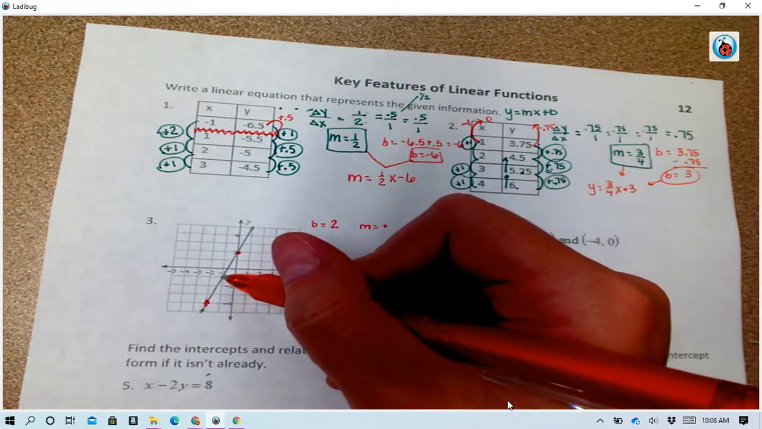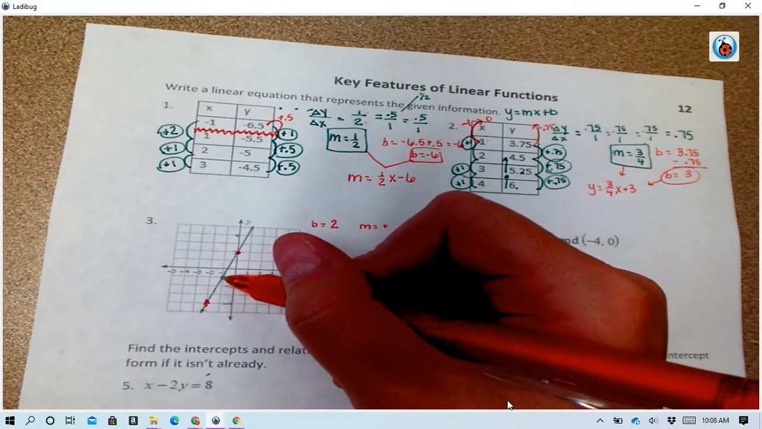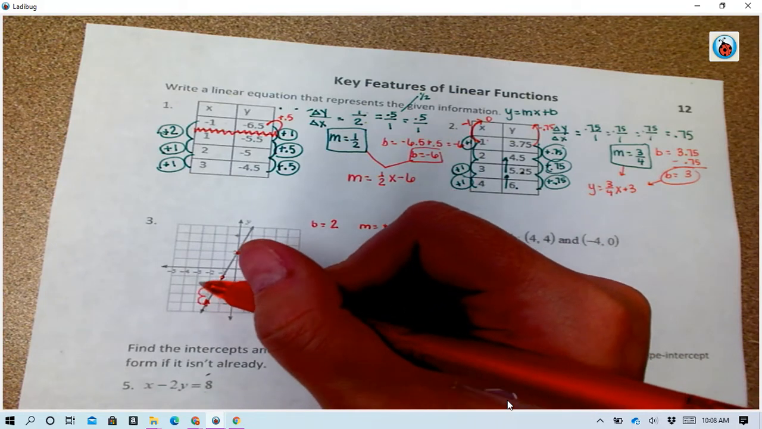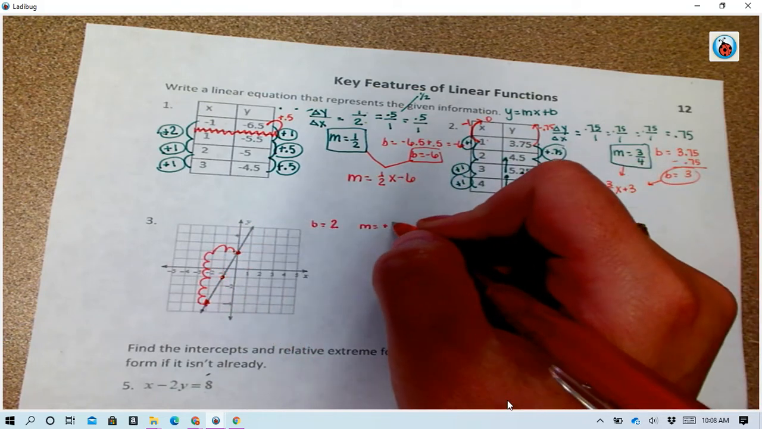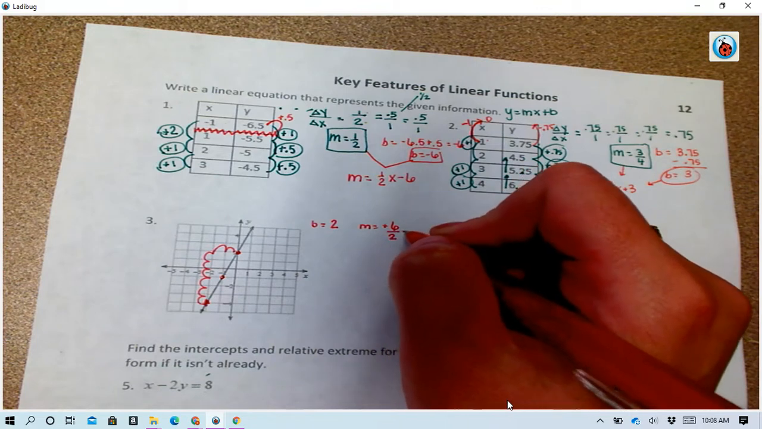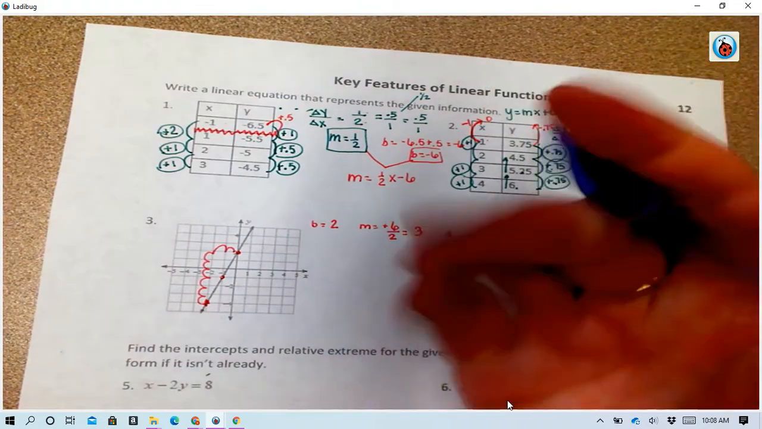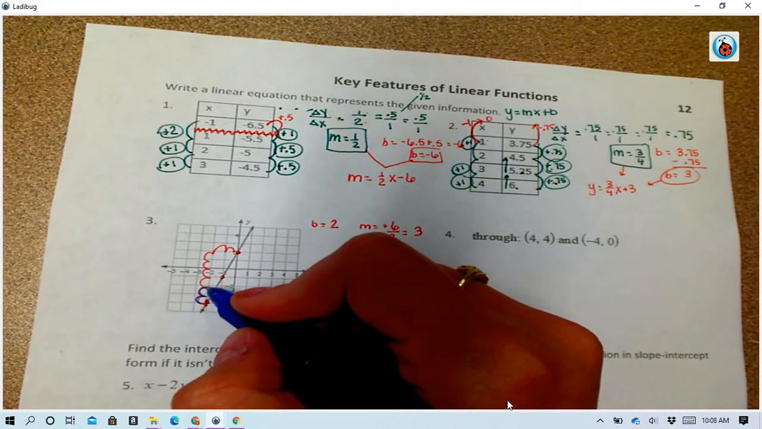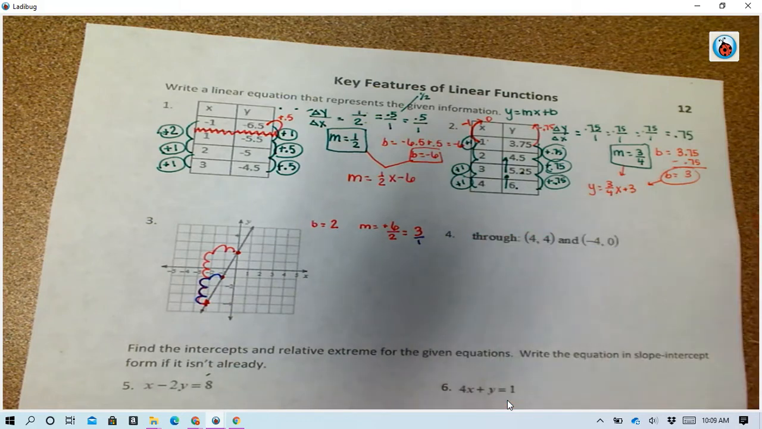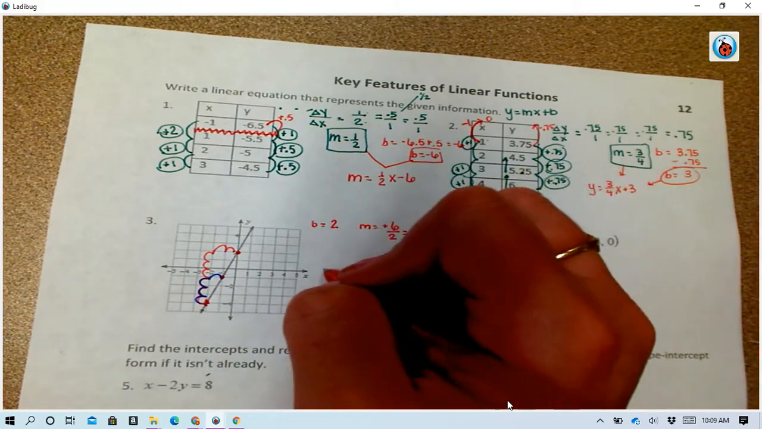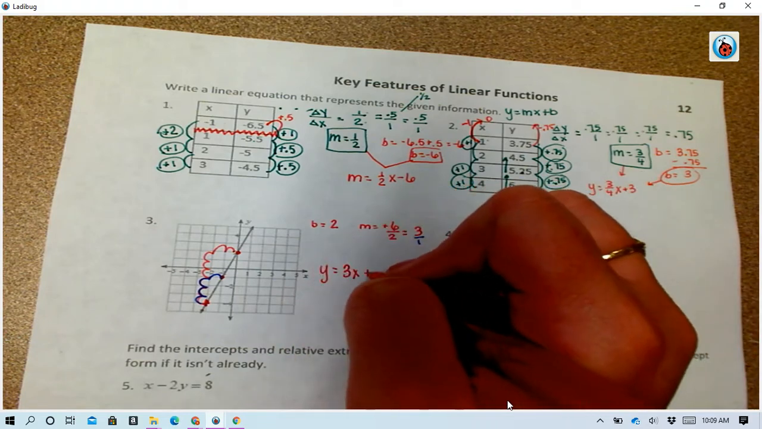We could go to this point right here, or we could count to that point, because right here it crosses at two whole numbers also. 1, 2, 3, 4, 5, 6 over 2. So I would get 6/2, which reduces to be 3. If you chose this other point to look at, you would go up 3 over 1, and you'd get the same thing anyways. That's all you have to do. So putting it together, y equals 3x plus 2, our slope is 3 and our y-intercept is 2.